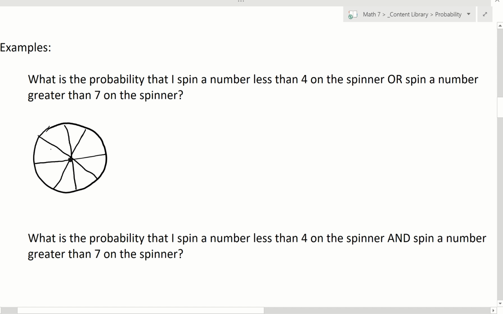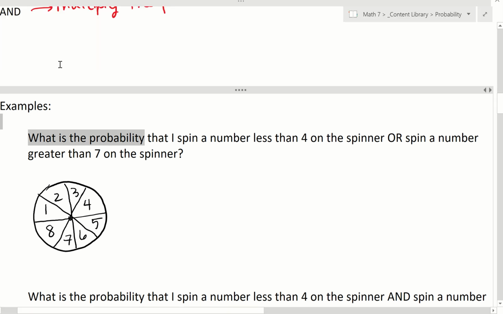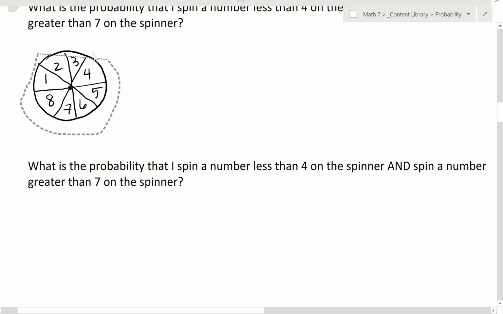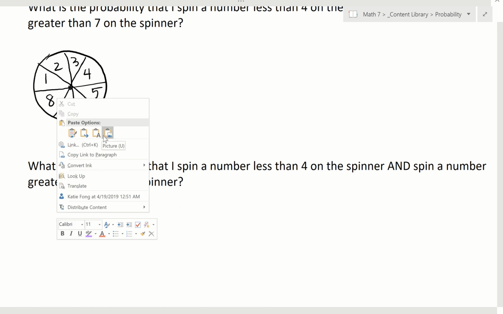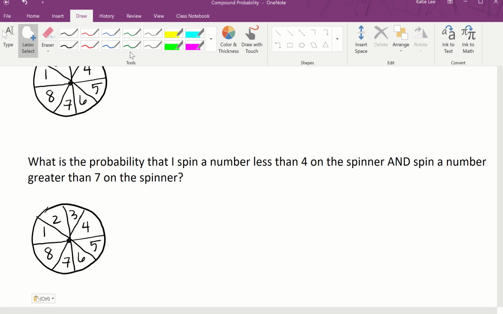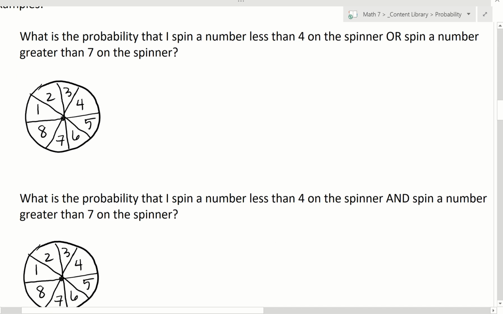And let's do 1, 2, 3, 4, 5, 6, 7, and 8. If you want to take a second and just redraw that spinner, because we're going to use it in the next question as well. So I'm actually going to lasso it here, and copy and paste, because I can. Okay. And I'm going to pick blue. So, to spin a number less than 4 on the spinner, or spin a number greater than 7 on the spinner.